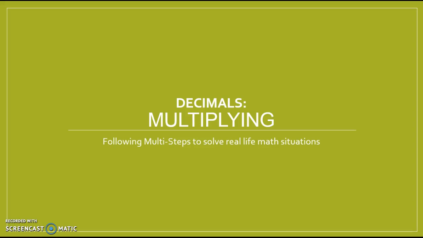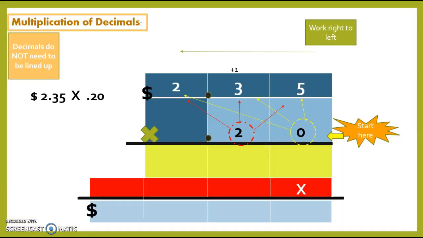We're going to practice multiplying decimals and then follow that process to help us solve real-life math situations. Let's begin. We're going to multiply $2.35 times 20 hundredths. Your decimals do not have to be lined up. They are in this situation, but they don't have to be. We're also going to remember to always work from right to left as we work through this problem.